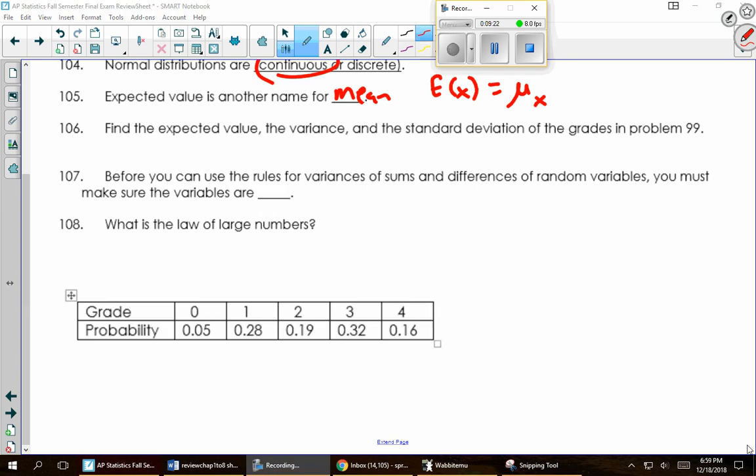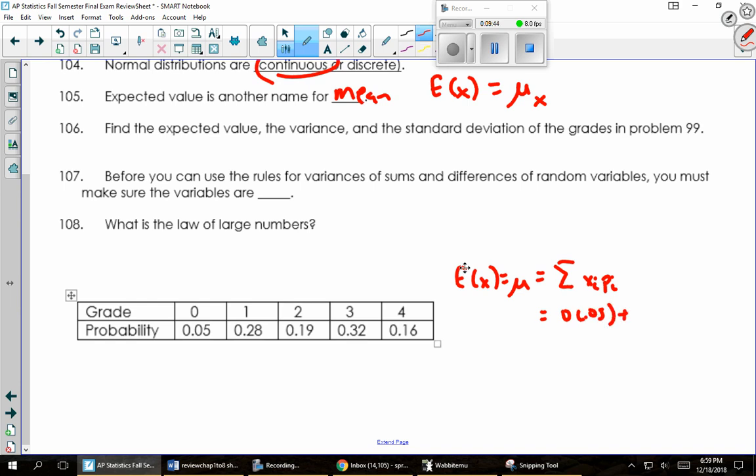So the formulas for expected value and variance are as follows. The formula for expected value, which again is the same as the mean, is each number times its probability, so x sub i times p sub i, added up. Or put another way, it's 0 times 0.05 plus 1 times 0.28 plus 2 times 0.19 plus 3 times 0.32 plus 4 times 0.16. And you can work that out.